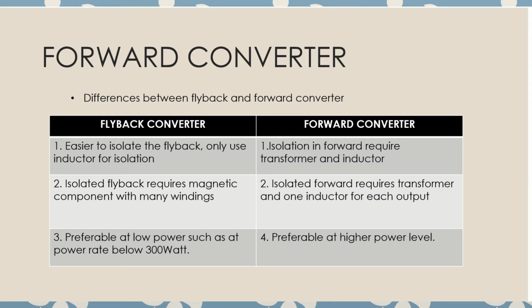Previously, we have learned about flyback converter. So today we're gonna focus more on the forward converter. The difference between the flyback converter and forward converter: both are isolated, but the forward converter requires a transformer and also an inductor, and the isolated forward requires a transformer and one inductor for each output, which we're gonna later see in the examples. And normally forward converters are used at higher power compared to the flyback converter.